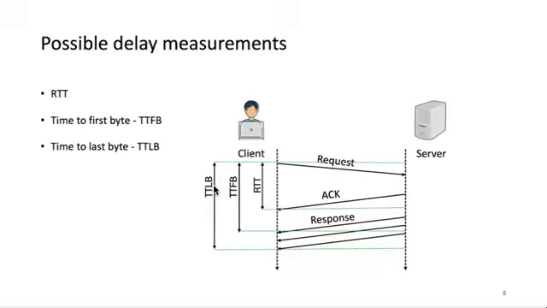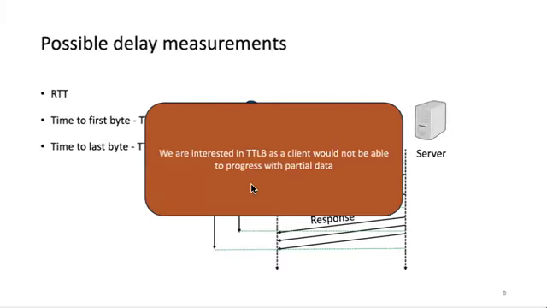Next, we have the time to last byte, which is the time it takes to complete the request as well as the response. When there is a severe resource contention on the server, the time to first byte and time to last byte can differ significantly. And our experiments found that RTT is not a good representation of the delay in the application processing. So we are interested in measuring time to last byte, as a client would not be able to progress with the partial data.